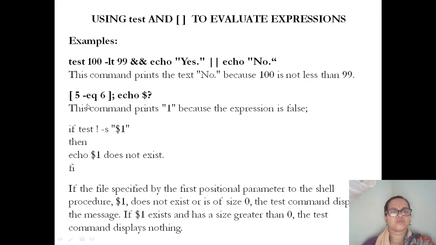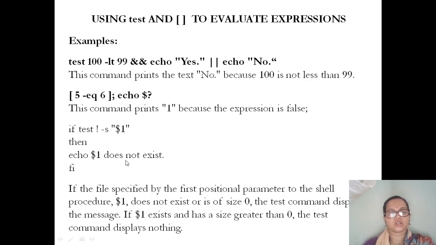So for that reason, it will print no. Next, 5 is equal to 6, echo what? This command prints 1, because the expression 5 is equal to 6 is false. Remember, in shell scripting, if it is false it prints 1, and if it is true it prints 0.